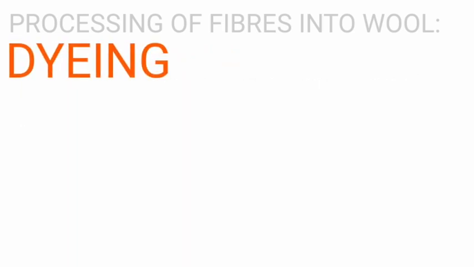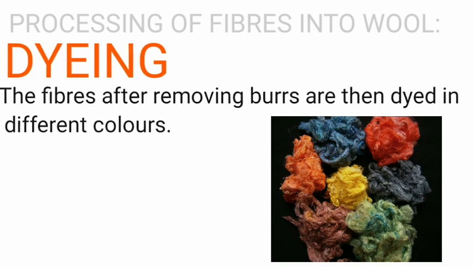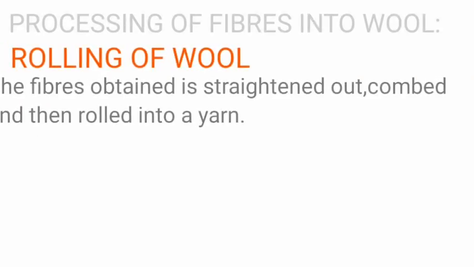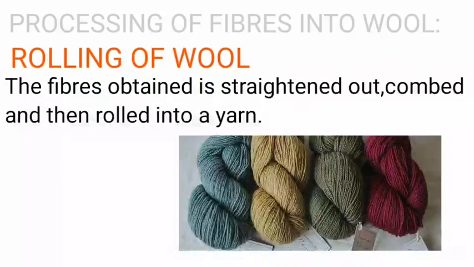The next step was dyeing. Okay, not DIE, it was DYE, meaning coloring. The fibers are dyed in different colors. So in this process, we dye the fibers in different colors. The next step was rolling of wool. The fibers obtained are straightened out, combed and then rolled into yarns and wool is ready to use.